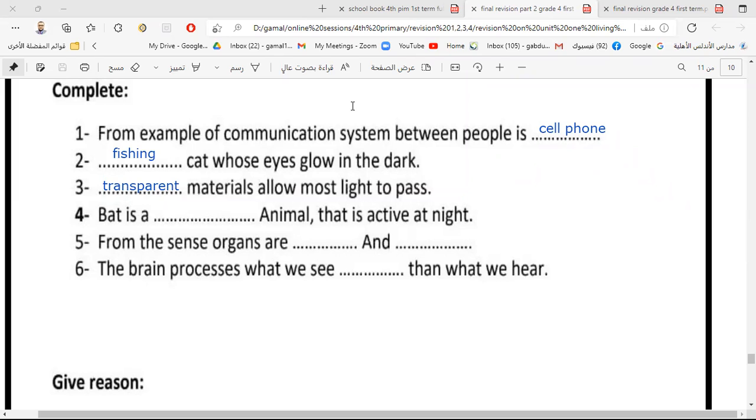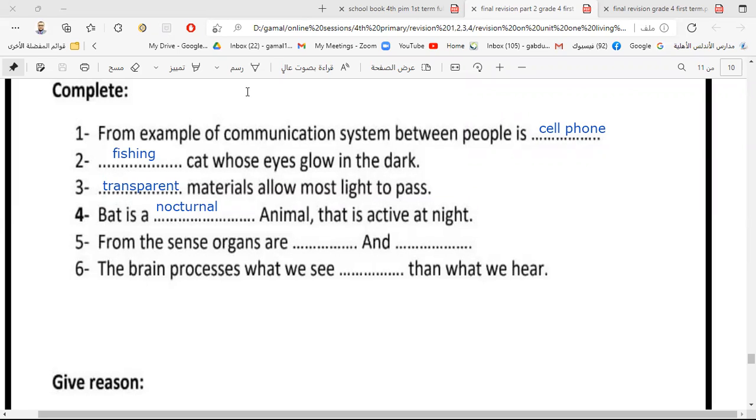Number four. An animal that is active at night. Again? That is an animal that is active at night. That is a nocturnal animal. Very good, my son. The meaning of a nocturnal animal is that it becomes active at night. Very good, my son. Nocturnal. You are excellent, my son. Thank you very much.